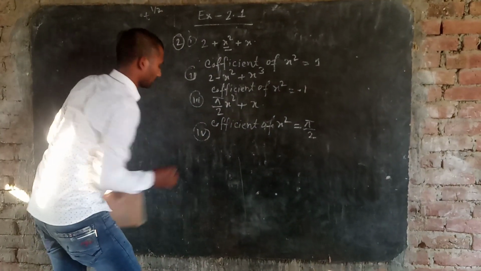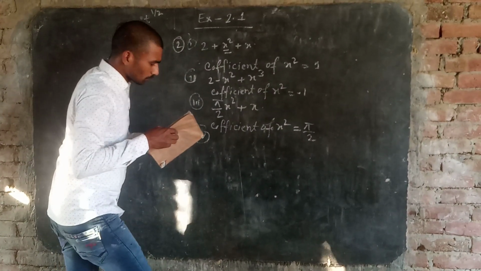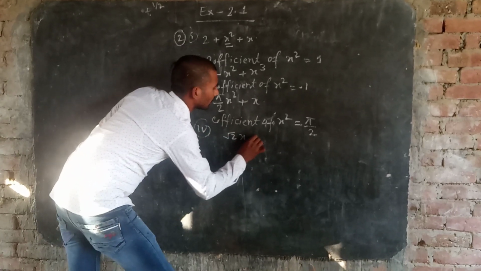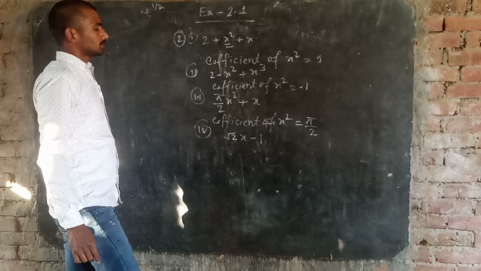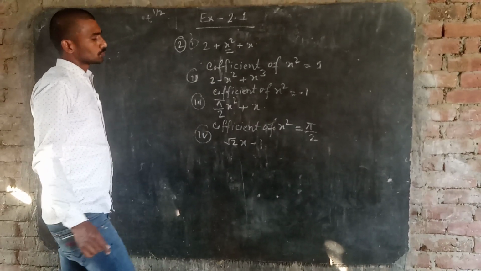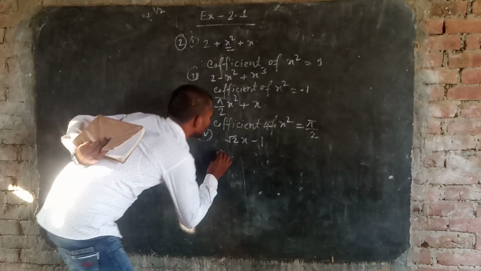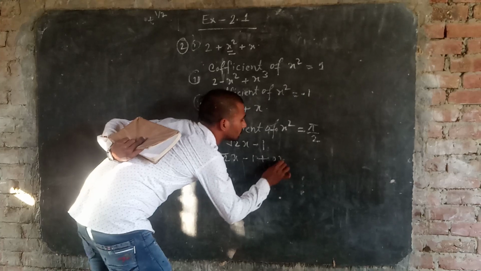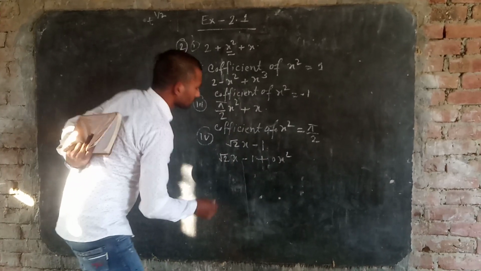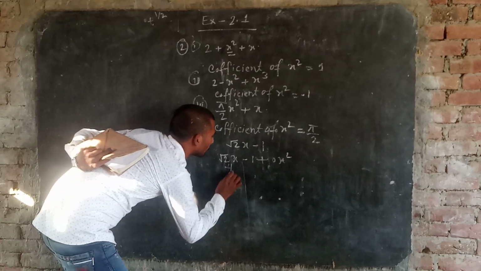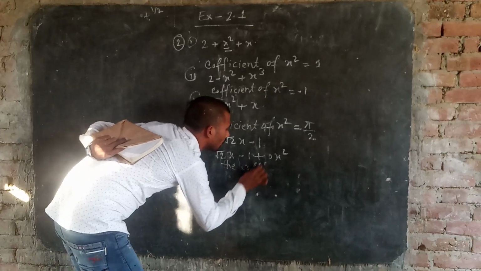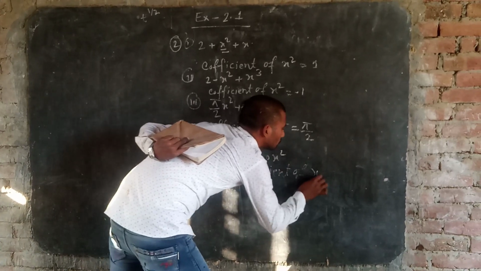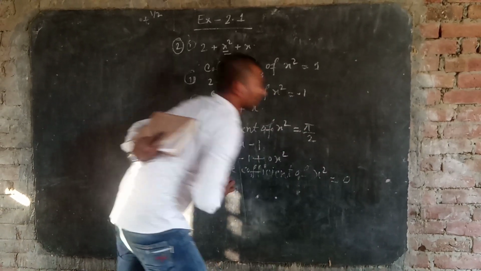Fourth, under root 2x minus 1. Here there is no term of x square, so we can write this as under root 2x minus 1 plus 0 x square. Then the coefficient of x square is equal to 0.